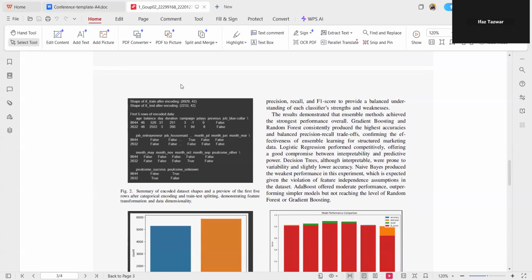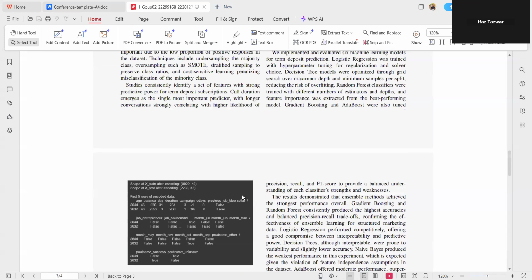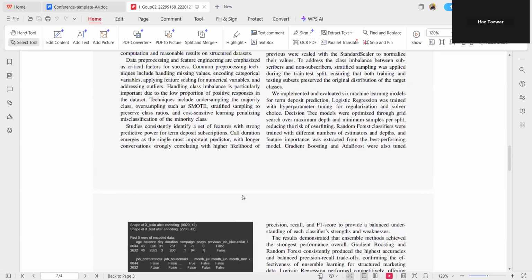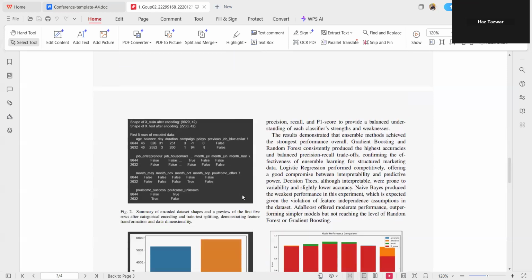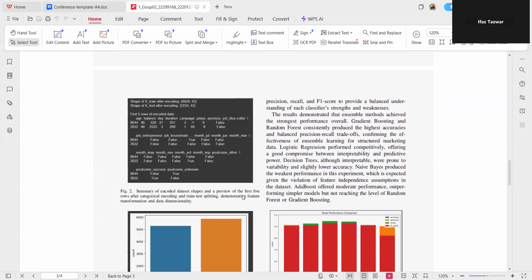One of our biggest challenges in working with this dataset is the class imbalance, as only 11% of customers subscribe to a term deposit. To mitigate this, we applied stratified sampling during the train-test split.